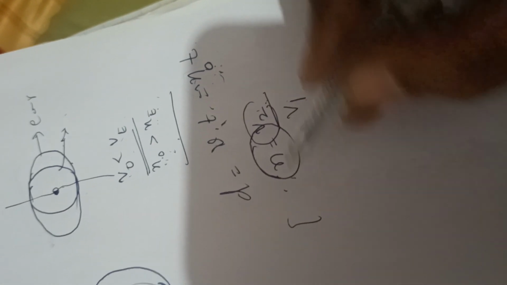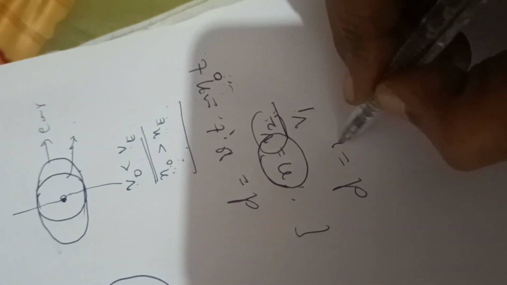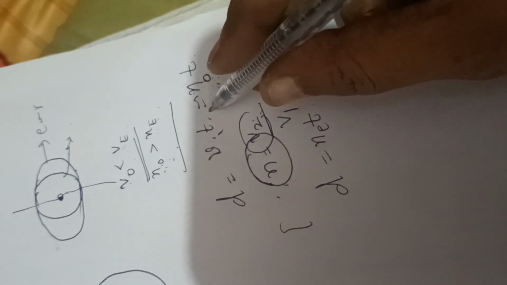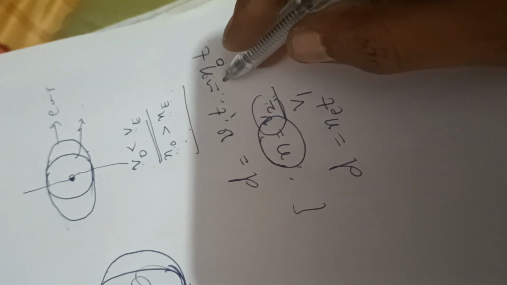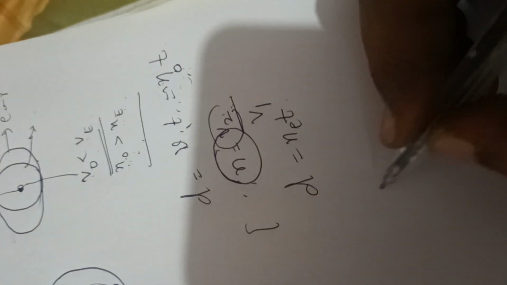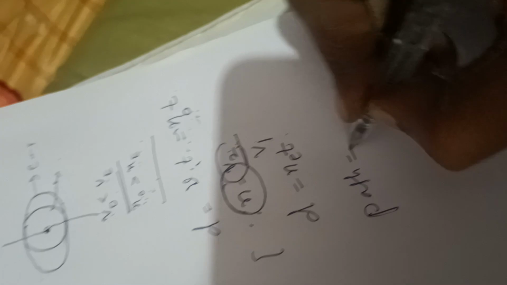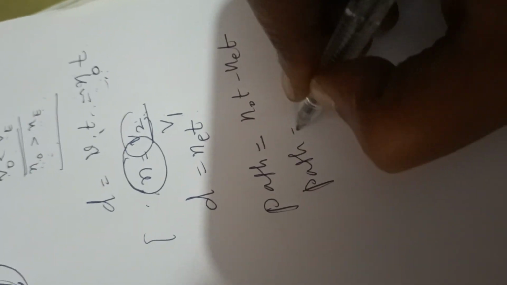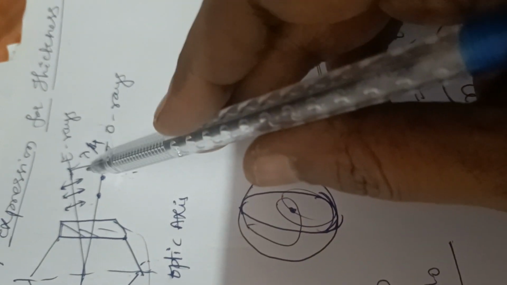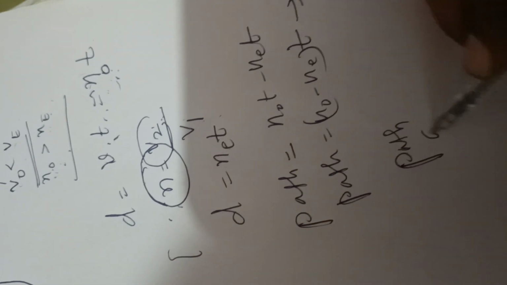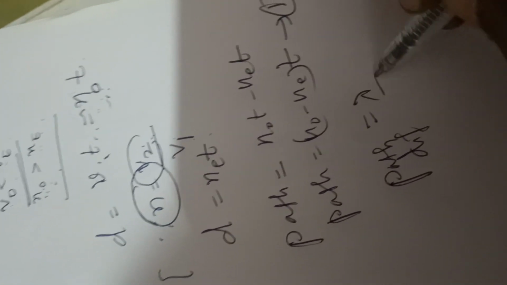Similarly, the distance traveled by extraordinary rays will be equal to Ne into t. If we take the path difference, the difference in distance traveled by these two, the path difference between O rays and E rays is N0 t minus Ne t. So the path difference comes to be (N0 minus Ne) into t. Call this equation 1. And since this is a quarter wave plate, the path difference between E rays and O rays is lambda by 4. So path difference is equal to lambda by 4.